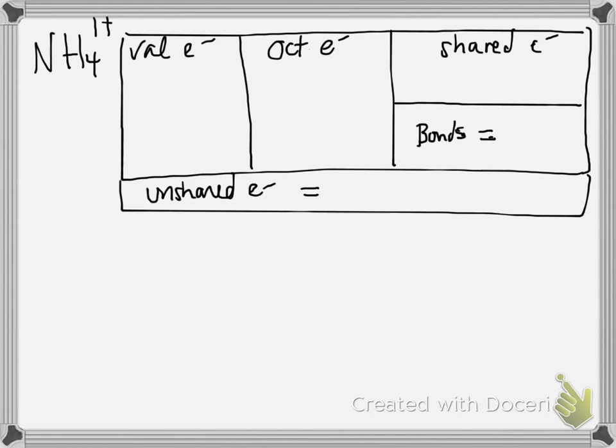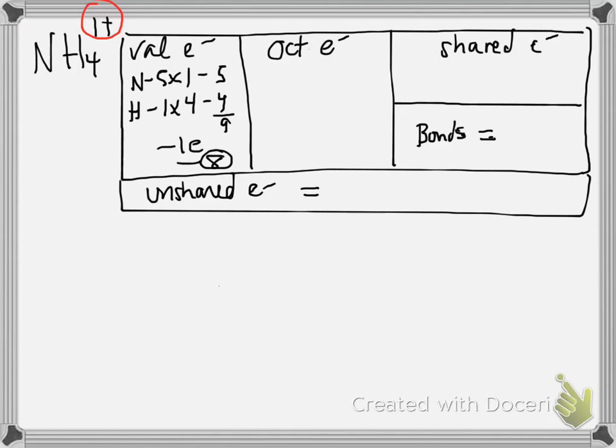Okay, so here's the key for the structure for the ammonium ion, NH4+. And note that it is an ion. It has a charge, so that's going to change how you handle some things. Let's do the valence electrons first. So we have 9 valence electrons, except that this has a positive charge, which means it's given up an electron. So minus 1 electron gives us 8 valence electrons.